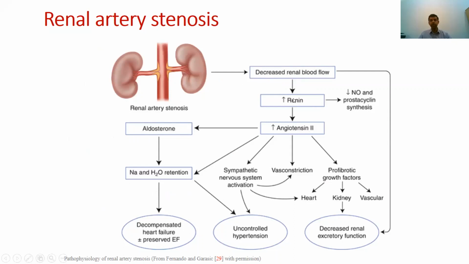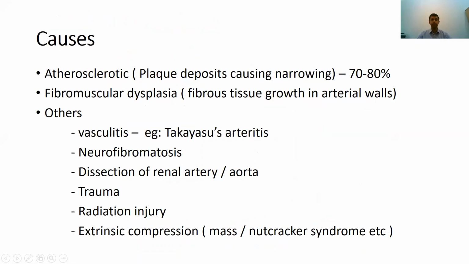And you know from your physiology that when the renal blood flow goes down, there will be a stimulation for renin to increase, and renin will stimulate angiotensin 2, and the whole cascade of activation starts working, and then your blood pressure will go up, and that will also affect your kidney function, and so on. So that is why in renal artery stenosis, patients have poorly controlled or very high blood pressures.